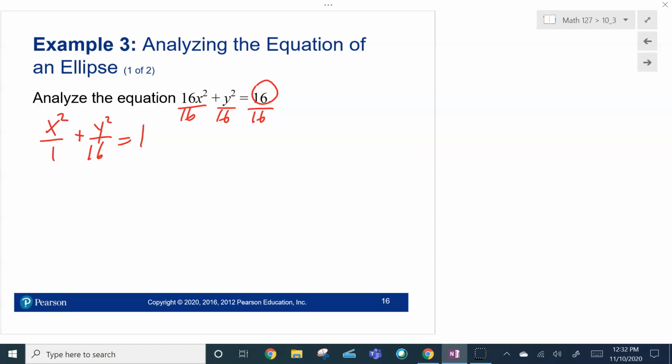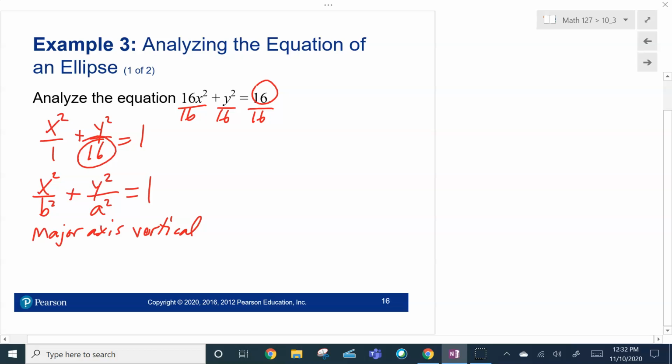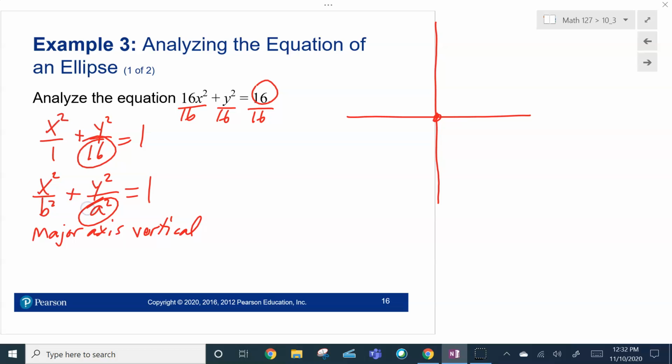So now I'm thinking to myself, oh okay, that's the bigger number here. So this is of the form x squared over b squared plus y squared over a squared. Remember, a is bigger than b, so a squared's got to be bigger than b squared. So my major axis is vertical now. And I know the center's still at 0, 0. But notice my a squared is 16, so my a is 4.